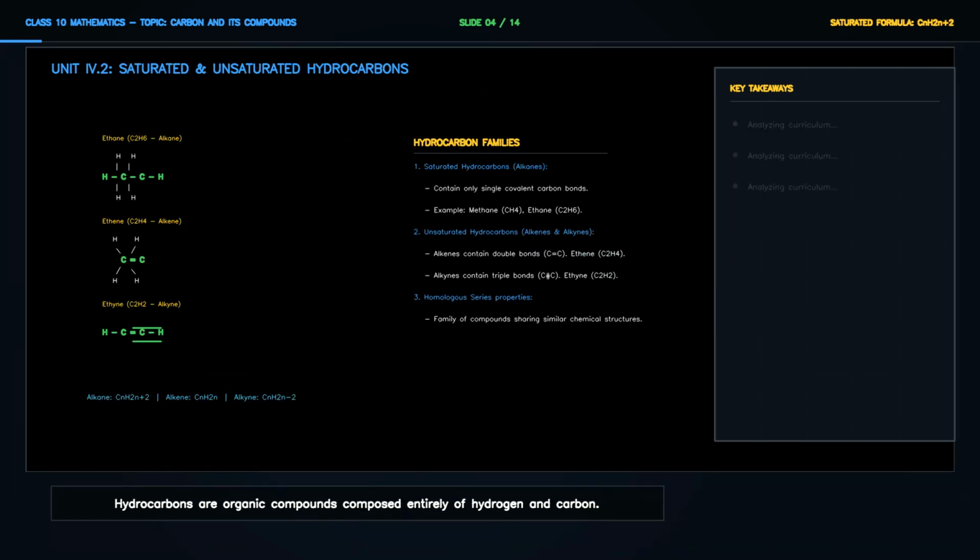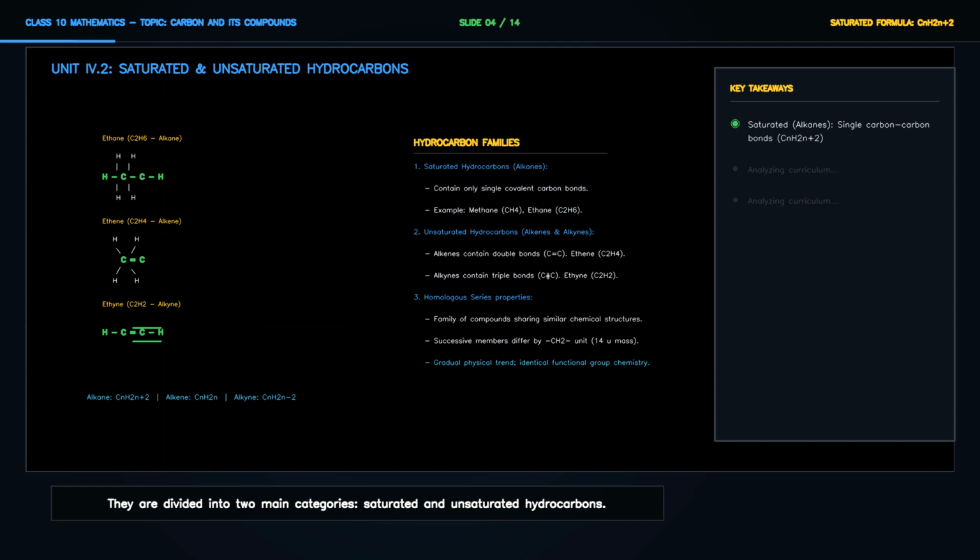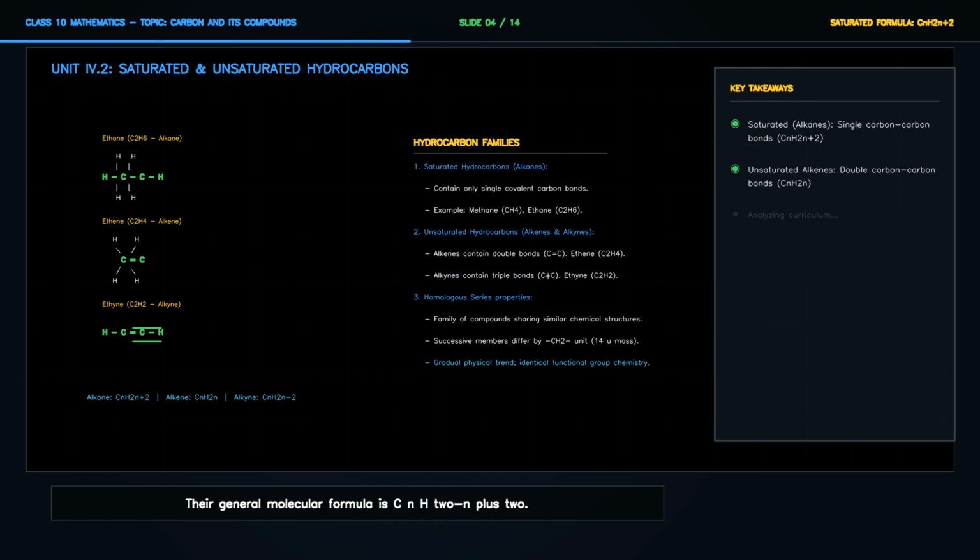Hydrocarbons are organic compounds composed entirely of hydrogen and carbon. They are divided into 2 main categories, saturated and unsaturated hydrocarbons. Saturated hydrocarbons, also known as alkanes, contain only single covalent bonds between carbon atoms. The simplest alkane is methane, followed by ethane. Their general molecular formula is CnH2n+2. Alkanes are generally unreactive.